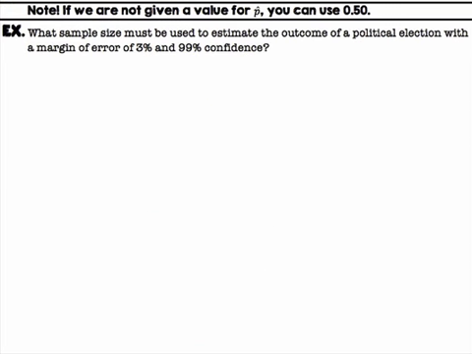Alright, so note, if we are not given a value for p hat, we're going to use 0.50. It's not really picking a side. It's not picking success or failure, and it also gives us the largest numerator of any other combination. So our first example using 0.5 as p hat. What sample size must be used to estimate the outcome of a political election with a margin of error of 3% and 99% confidence? So they didn't give us a p hat value.